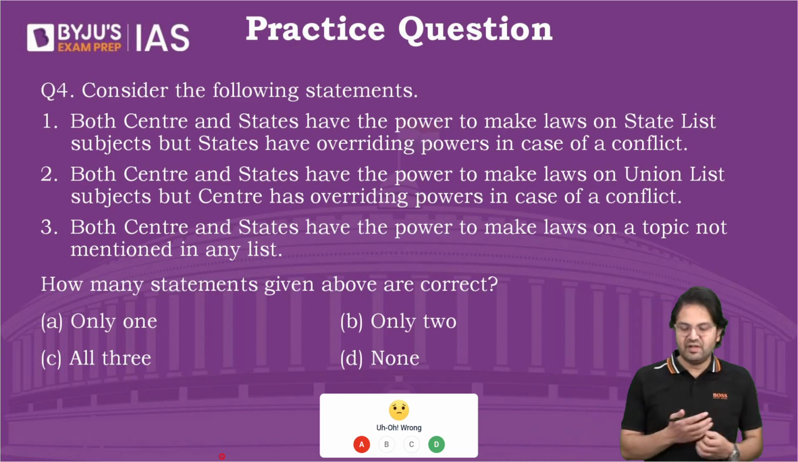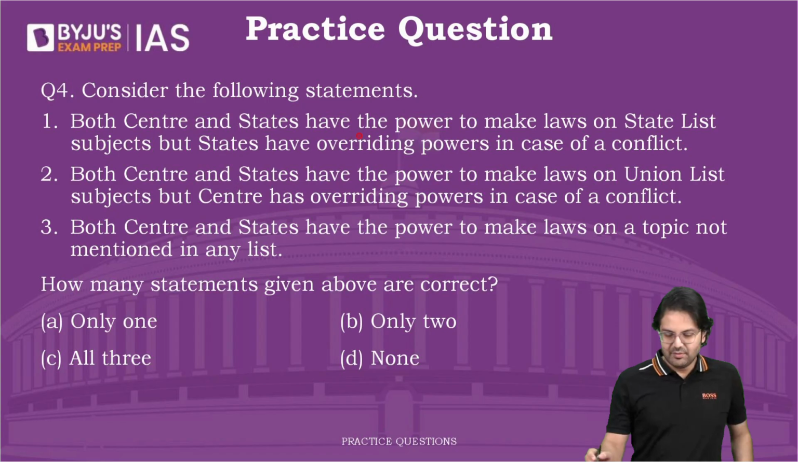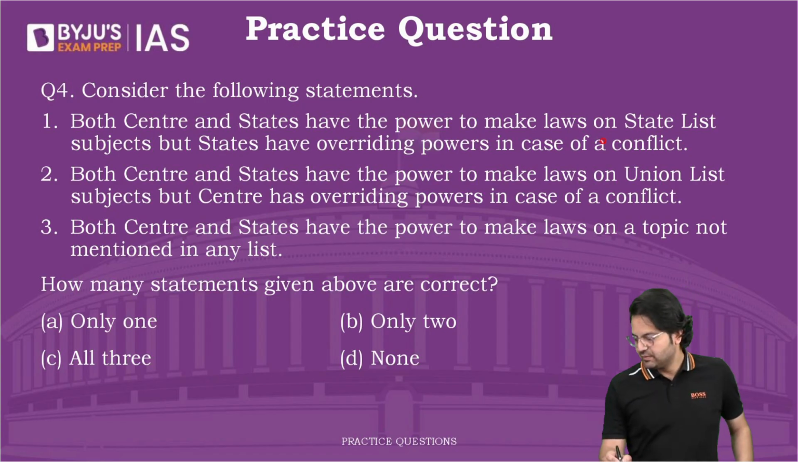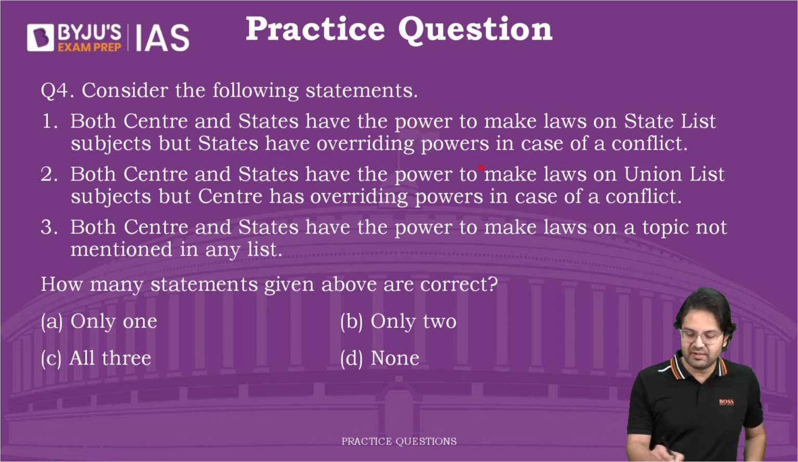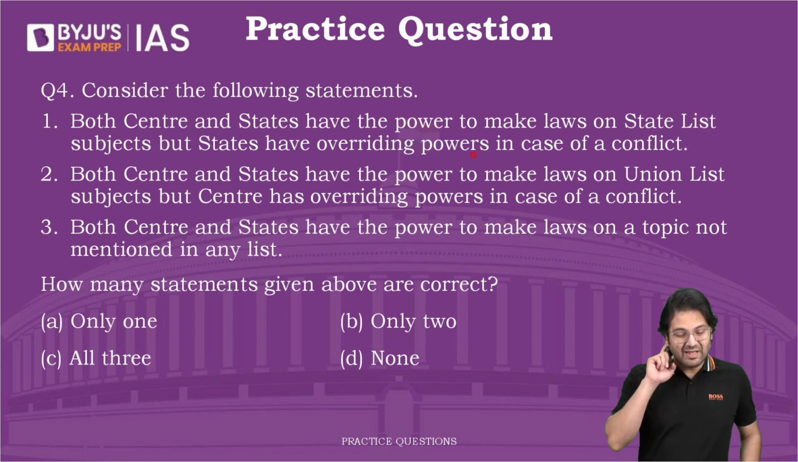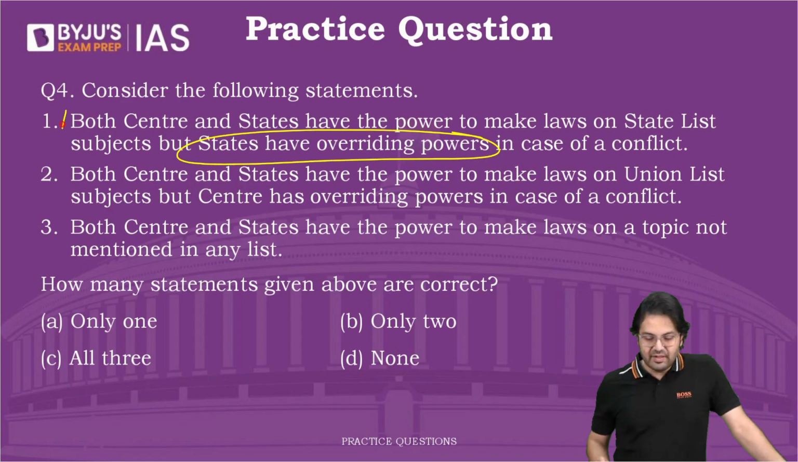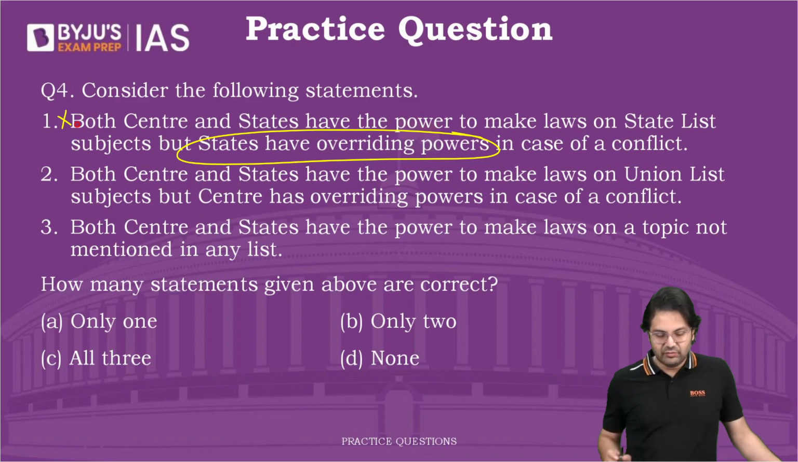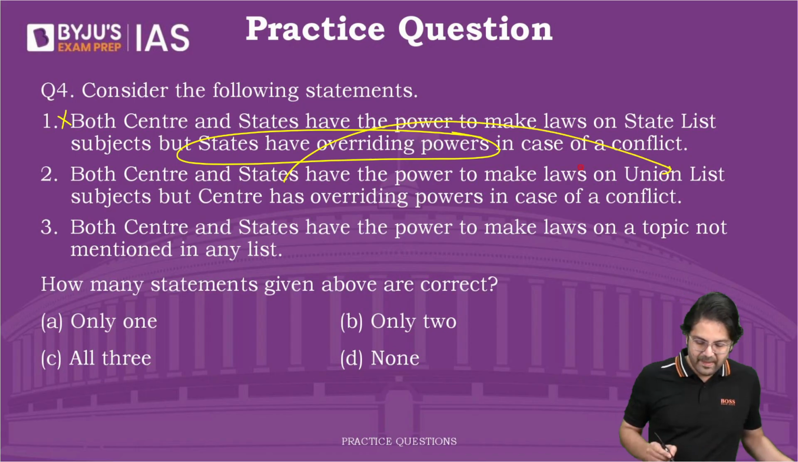Okay, so both center and states have the power to make laws on state list, but states have overriding powers. So we did not see any such provision that both center and states have the power to make laws and states have overriding powers, right? So this is actually incorrect. One is wrong. Center and states have power to make laws on union list. So in any circumstance, states will never have power to make laws on union list. So this is also wrong.